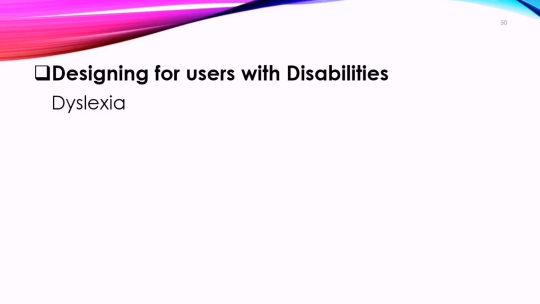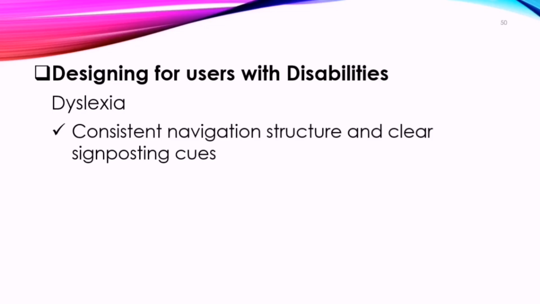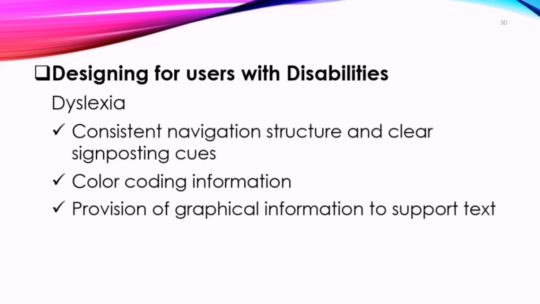Another disability is dyslexia. These are users with a cognitive disability, who can find textual information difficult. We can help them by providing a consistent navigation structure and clear signposting cues. Color coding of information will also help them to interact with the system, as will the provision of graphical information to support the text on the interface.